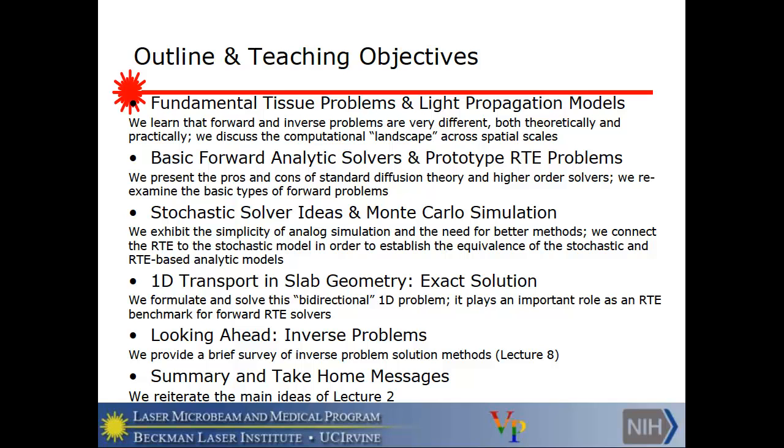Then I want to begin to stretch our thinking over the whole 5 days and talk about inverse problems. Inverse problems are problems wherein, can you hear me?